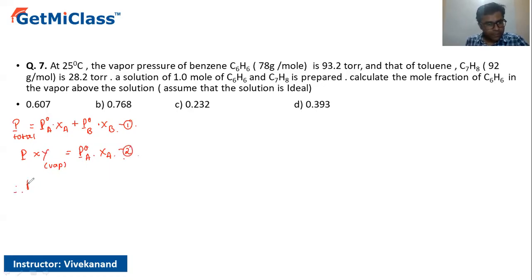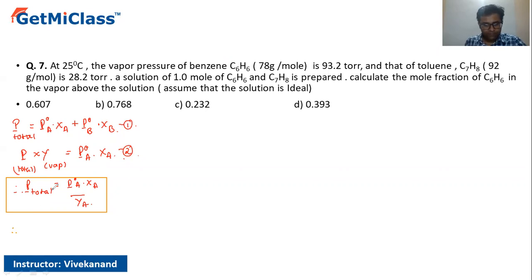Now therefore P total is equal to, can we say that P naught of A into chi of A divided by Y of A, because both of them are equal. So P total is equal to the partial pressure of A into chi of A divided by the mole fraction in the vapor phase. This is one of the important expressions we have come across, and one of the important sections that we need to continue with.